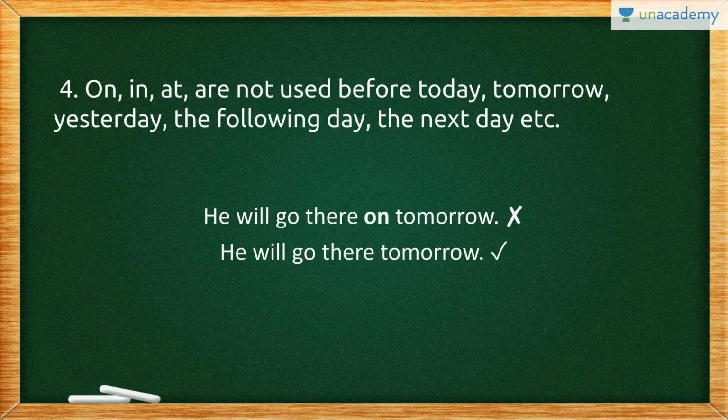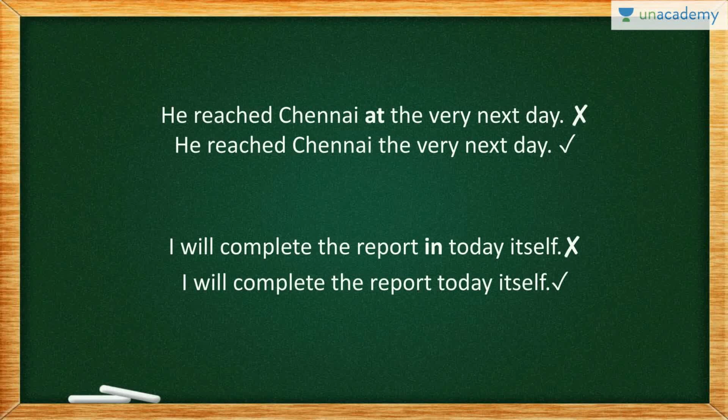Now the next rule is on, in, at are not used before today, tomorrow, yesterday, the following day, the very next day, and so on. He will go there on tomorrow. Now this becomes unnecessary. So we say he will go there tomorrow. No need to use on, in, or at. Similarly, we have he reached Chennai at the very next day. Now at is not required here. So you simply say he reached Chennai the very next day. I will complete the report in today itself. Once again, in becomes superfluous. So we say I will complete the report today itself.